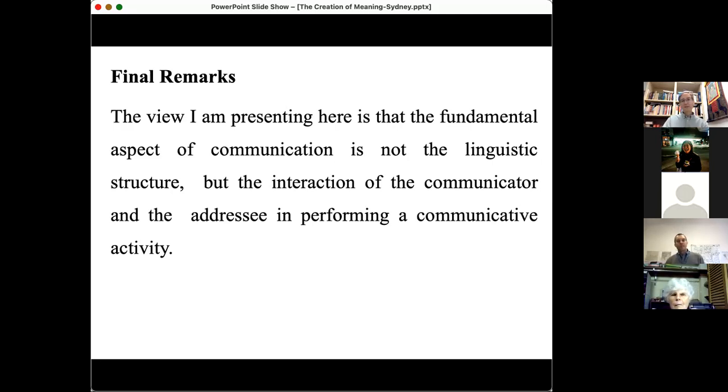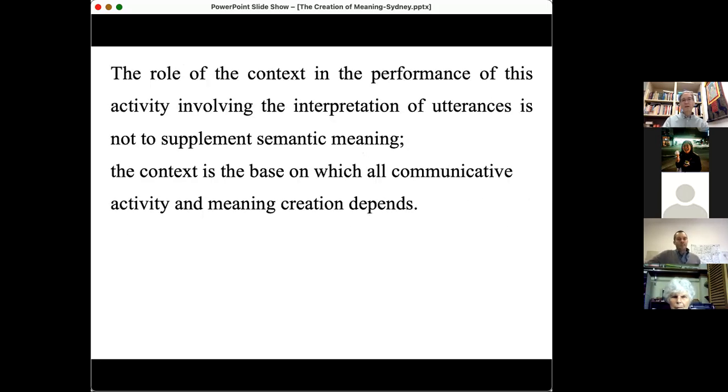The view I'm presenting here is that the fundamental aspect of communication is not the linguistic structure, but the interaction of the communicator and the addressee in performing a communicative activity. The role of the context in the performance of this activity, involving the interpretation of utterances, is not to supplement semantic meaning. The context is the base on which all communicative activity and meaning creation depends.